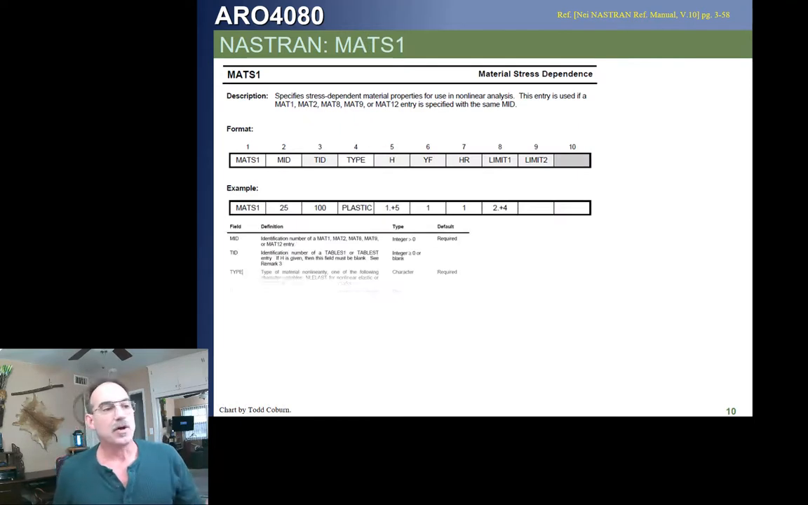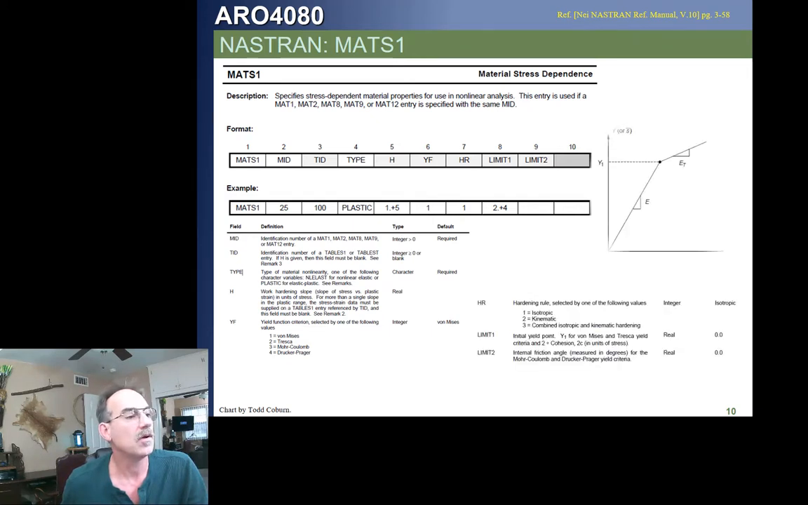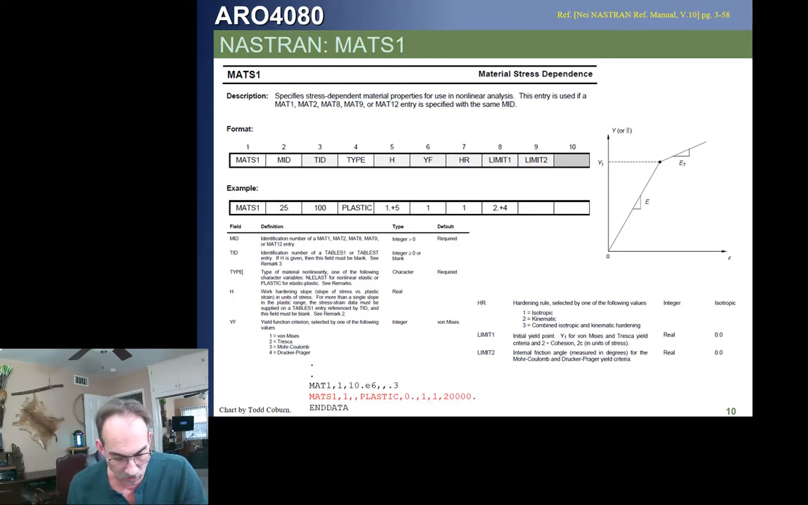So taking a closer look at that second material card, you'll notice we had two cards. One of them was a MAT1 card, which basically tells us what the initial slope is of the stress strain curve. What the initial slope is, okay?